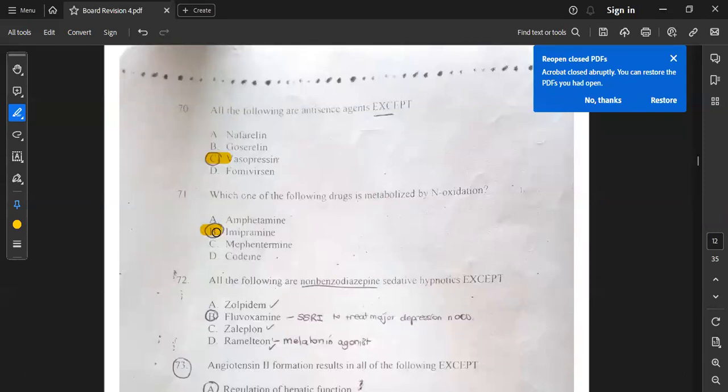Moving on to the next question, which asks that all of the following are non-benzodiazepine sedative hypnotics except. So which one is not a non-benzodiazepine sedative hypnotic? Is it zolpidem, fluvoxamine, zaleplon, or ramelteon?